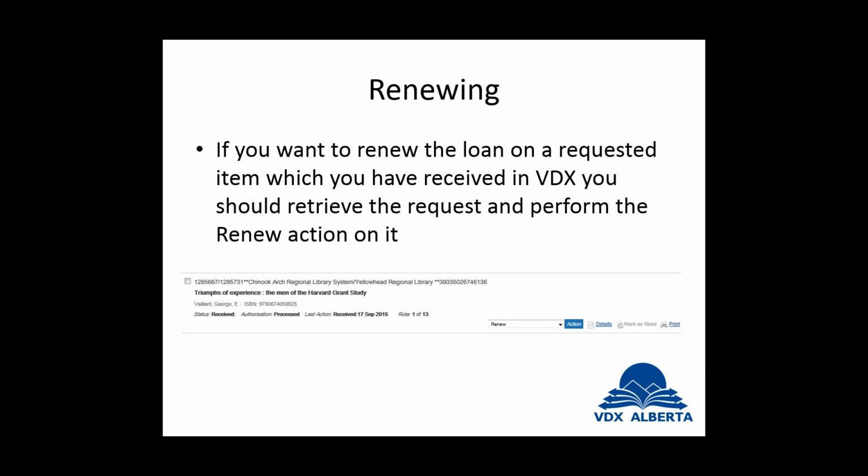The first place I would try to get a renewal is in VDX. If you go into the record, you'll find them in your received queue, all the ones that are currently out to your patrons or that they haven't picked up yet. You can go in and select renew. It may or may not be the first one in the list, you may have to drop down the menu and click on renew, but the option should be there if it's marked received.